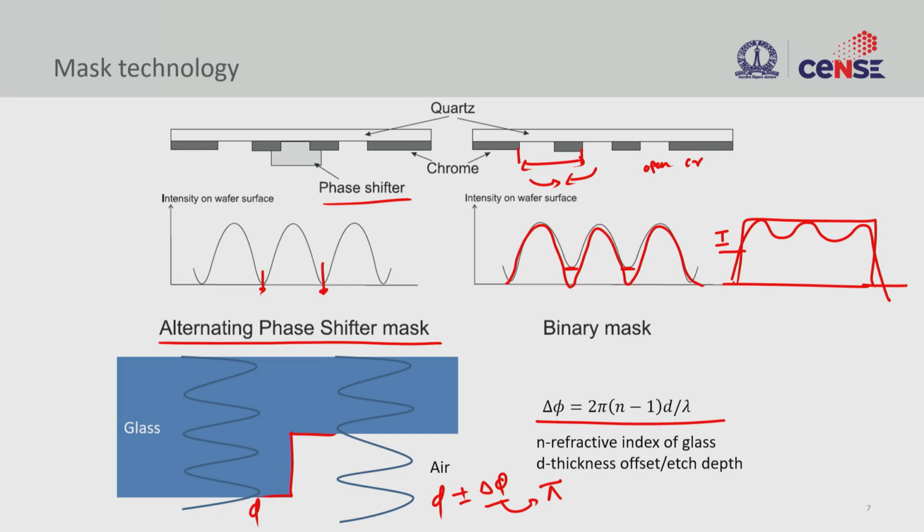If you want to get a certain phase difference, in this case pi, you can work with the thickness of your glass layer, or you can play with your refractive index. So you can do this offset, and once you do this offset, you should be able to get the required phase shift. So this is a simple way of achieving better modulation in your intensity by using phase shift.